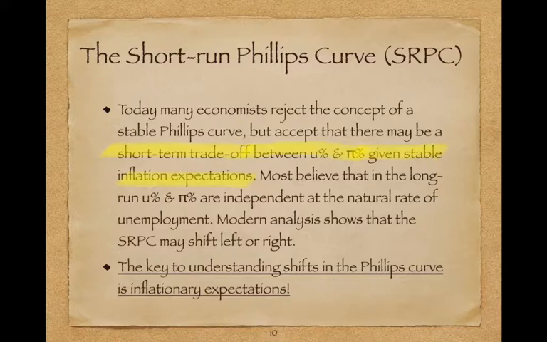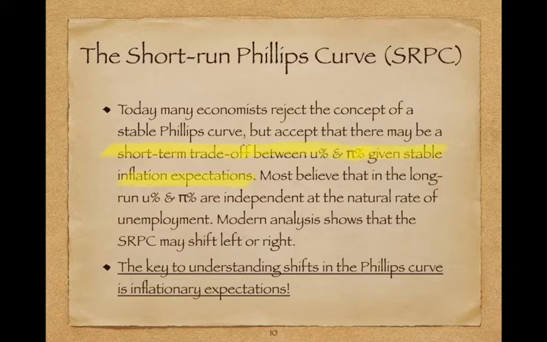So in other words, as long as the inflation that we're expecting is growing at a healthy normal rate, here in the U.S. we target that someplace between about 1 to 2%. As long as it's stable, we don't really worry too much about it. Now, most believe that in the long run, the unemployment rate and the inflation rate are independent of the natural rate. In other words, it doesn't matter, prices can be either higher or lower in the long run, but we're always going to return back to that steadfast natural rate of unemployment.